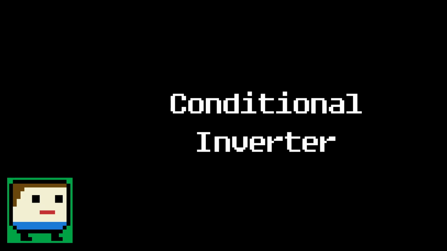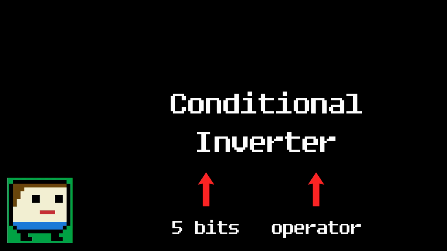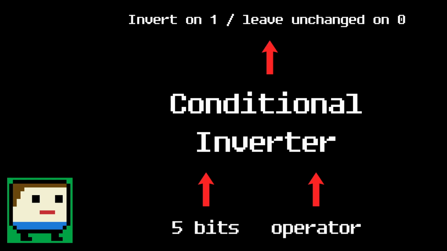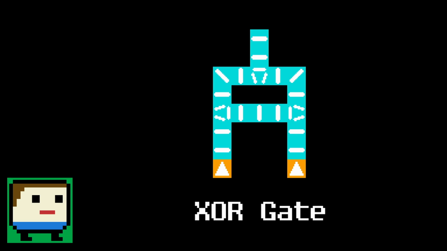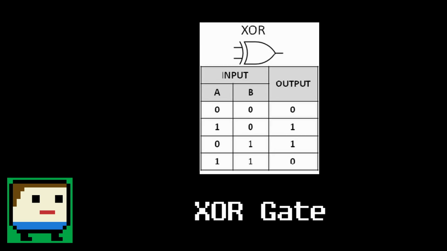As a quick summary, this component takes a 5-bit number and the operator bit as inputs. If the operator bit is 1, we want to invert the input, and if it's 0, we want to pass it through unchanged. So the question is, how do we invert a number only sometimes? Well, once again, we've already seen a component that does exactly this, the XOR gate. Let's take a look at the XOR truth table. The output is 1 when one or the other input is 1, but not neither or both.